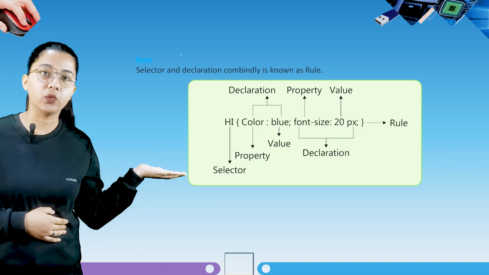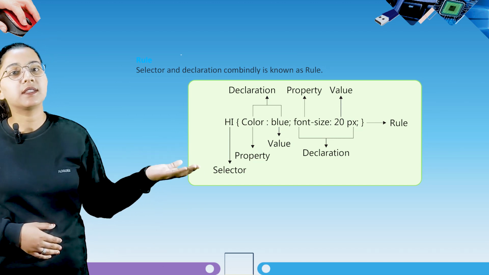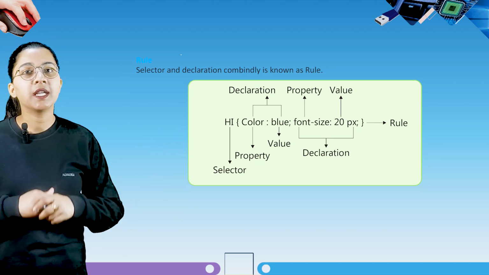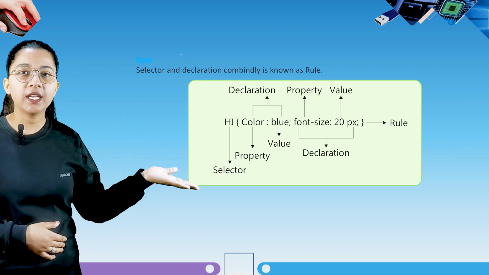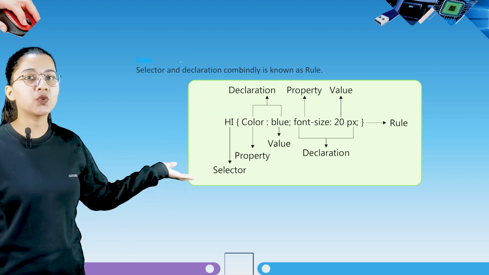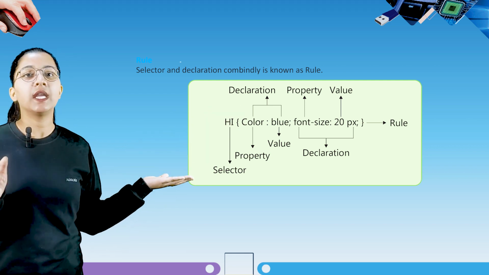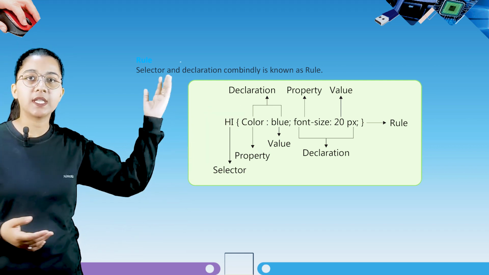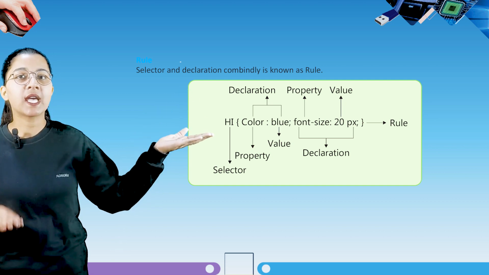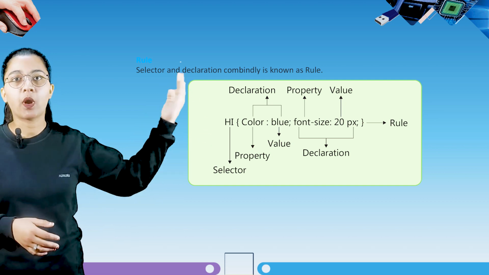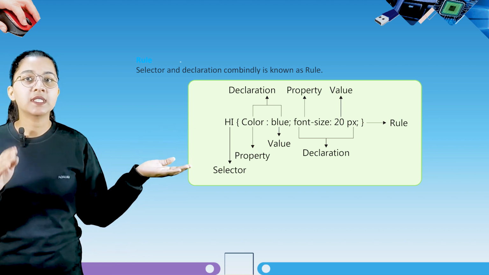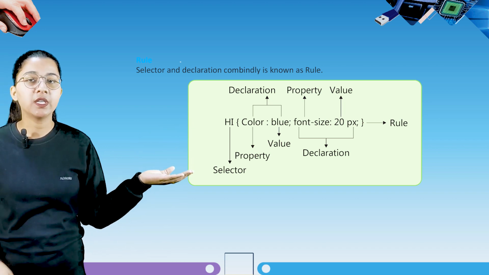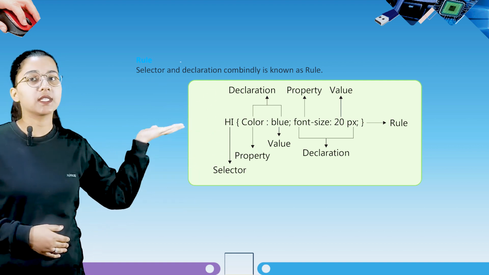Then next we have rule. Selector and declaration combined is known as a rule. Here you can see declaration, property, value. So students, here you can see the combined property and value is the declaration. Font size 20 pixel: font size is the property, 20 pixel is the value, and combined font size 20 pixel is the declaration, and the whole of this is a rule.